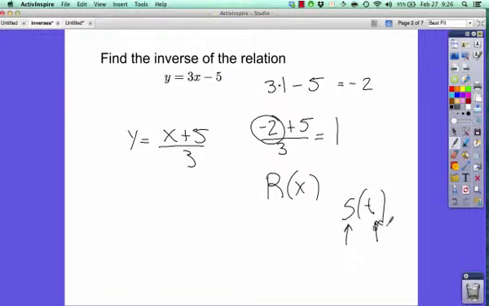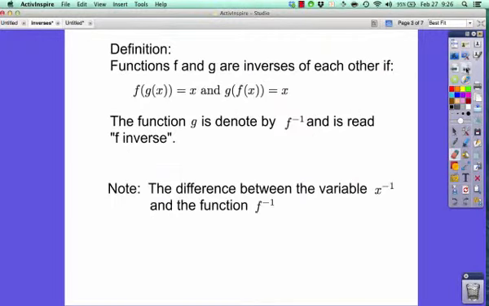A square root is an inverse function. We're going to get to that in a minute. Or probably not today, actually. But okay, so we're going to get a better way to get this function, but this is the idea. The inverse relation is y equals x plus 5 divided by 3.